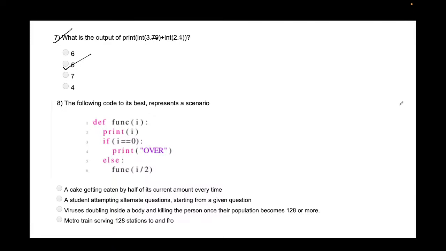So maybe B. Sorry, can you repeat? Or maybe you can put your answer in the chat box. Maybe B. B? Okay. Okay, so others also give your answers.